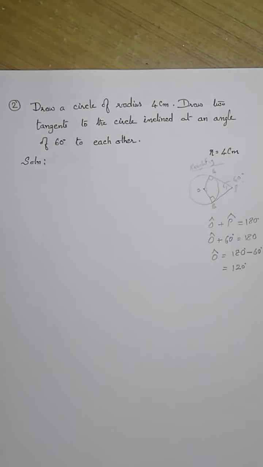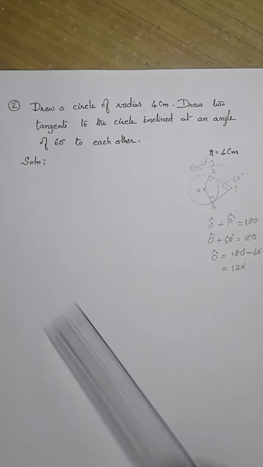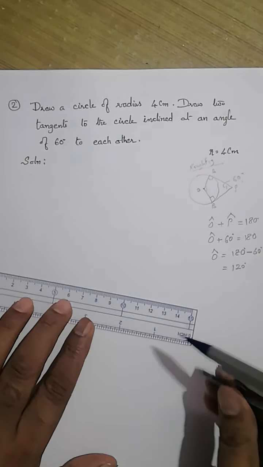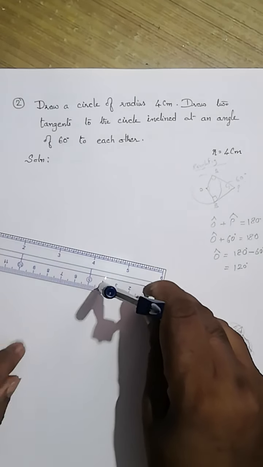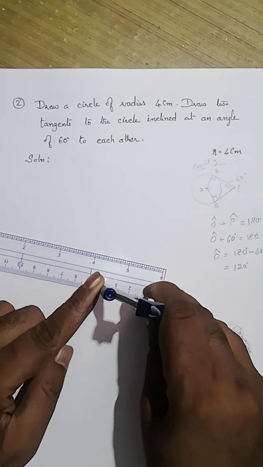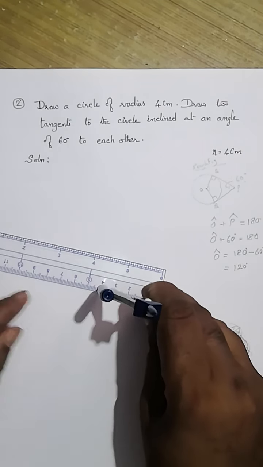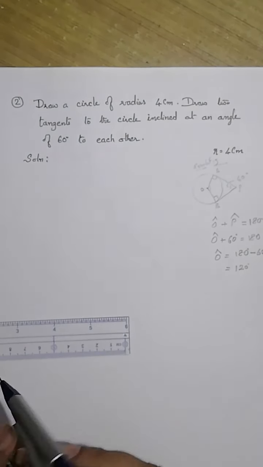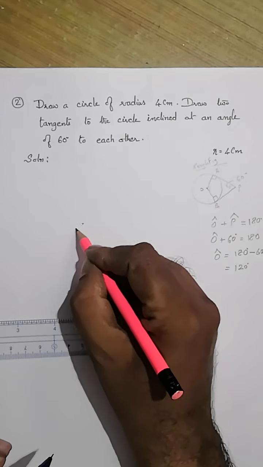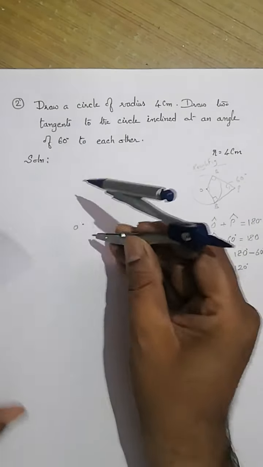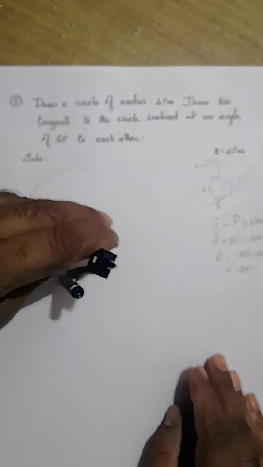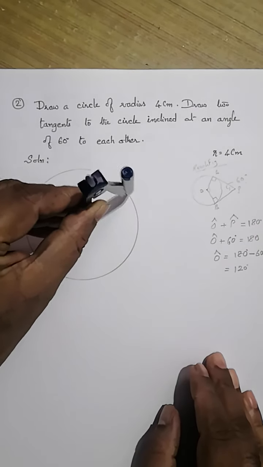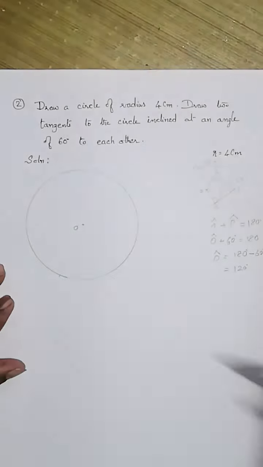So let us take the radius as given, that is 4 centimeters. This is 4 centimeters. We shall mark the center as O. Now draw a circle with center O and radius four centimeters.